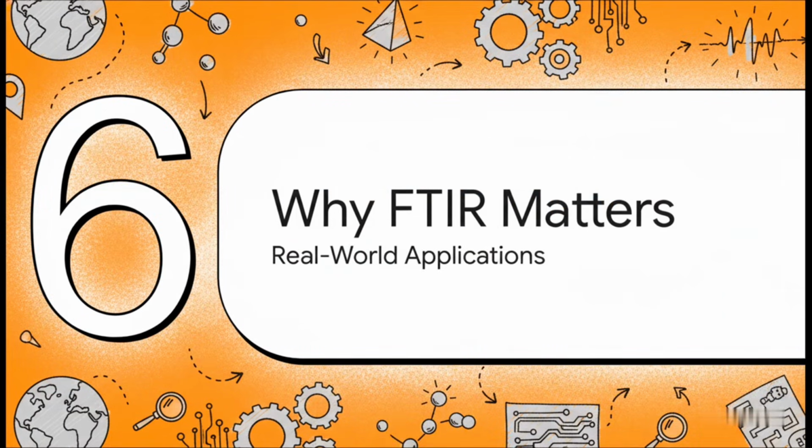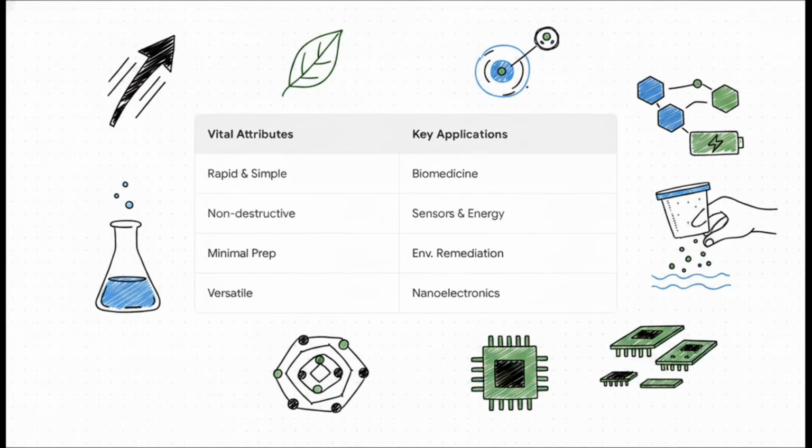Which brings us to our final part, Section 6, Why FTIR Matters. Let's just zoom out to the big picture for a second. Why does all this highly technical analysis actually matter for the real world? It matters because the vital attributes of FTIR, the fact that it's rapid, it's relatively simple, non-destructive, requires minimal sample prep, and is just incredibly versatile, make it an absolute engine for modern research and industry.